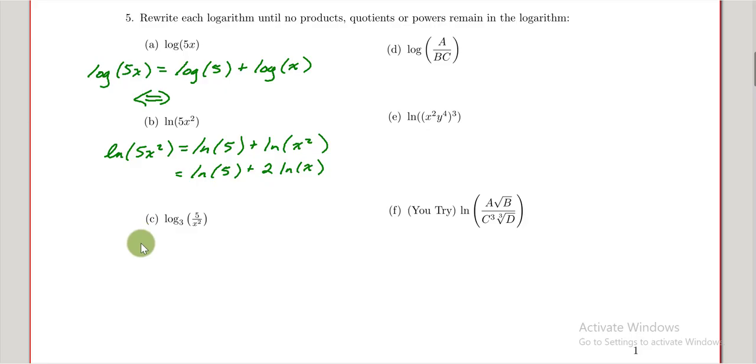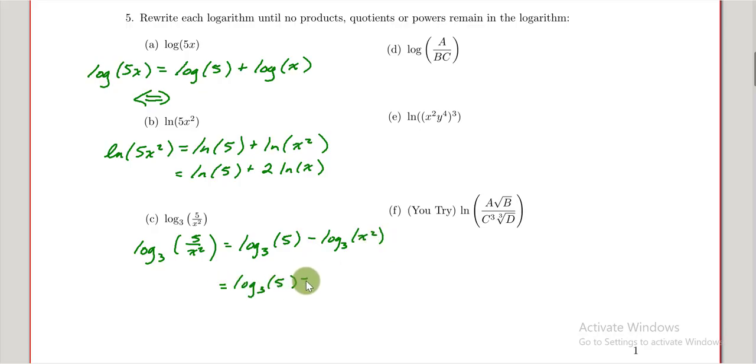So let's do one more here. We've got the log base 3 of 5 over x squared. We can rewrite that as the log base 3 of 5 minus the log base 3 of x squared. And just as before, while we couldn't do it earlier, now the entire argument in the second logarithm is being raised to the second power, so we can rewrite it this way.